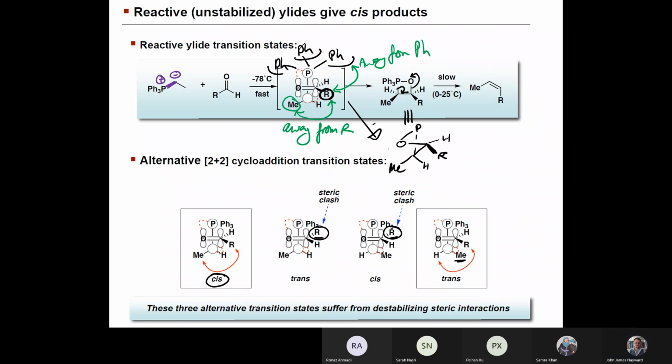Okay, and of course the driving force for this reaction is the P plus O minus. Same as we said with the sulfur. It's not best to think of that as a double bond if you can.